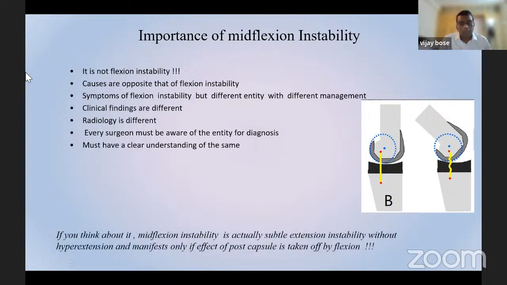So I'd like to end by saying, if you really think about it, it's actually subtle extension instability, because gross extension instability will cause hyperextension. Here it's subtle and manifests only when the posterior capsule is taken off by flexion. Then it manifests. So please don't be under the impression that, just because it's called mid-flexion, it is a subtle form of flexion instability. No, it's not. It's actually the opposite of flexion instability.